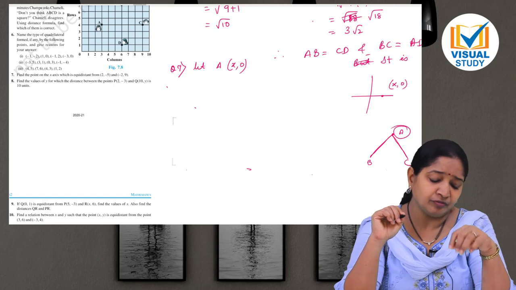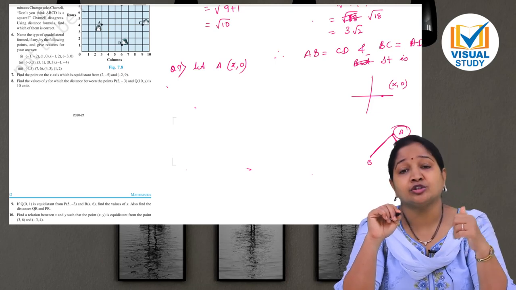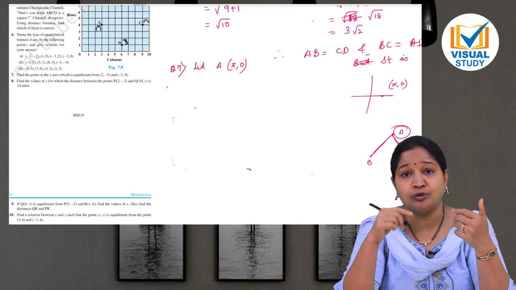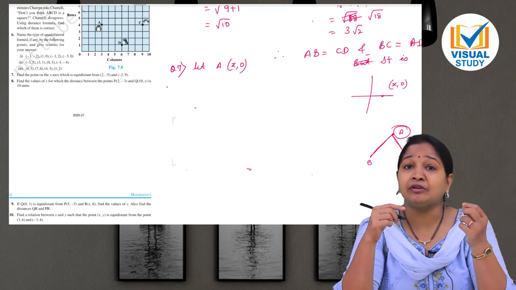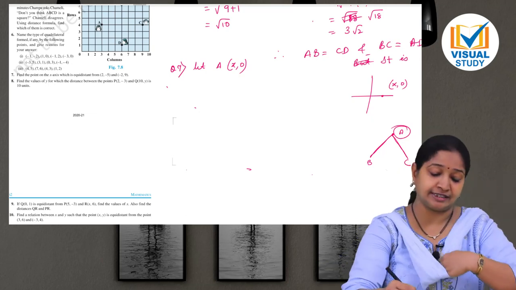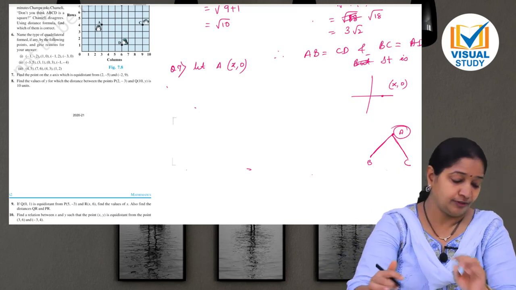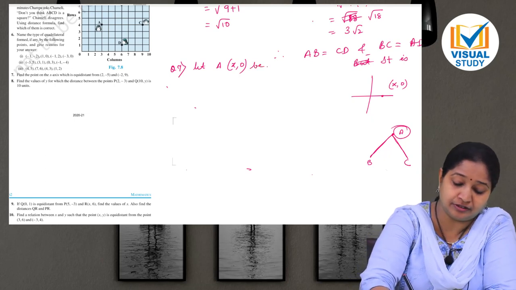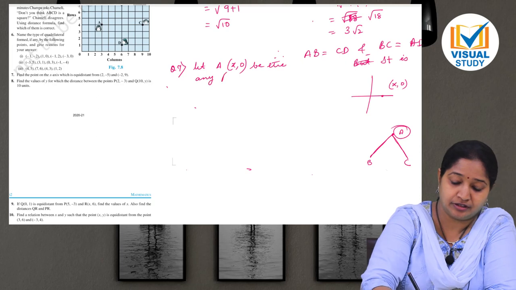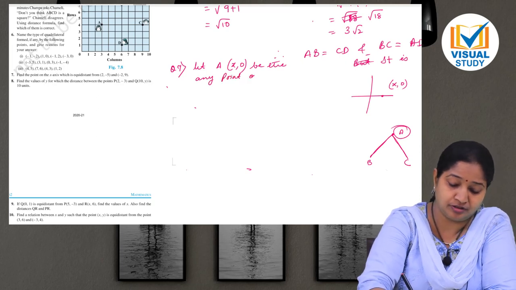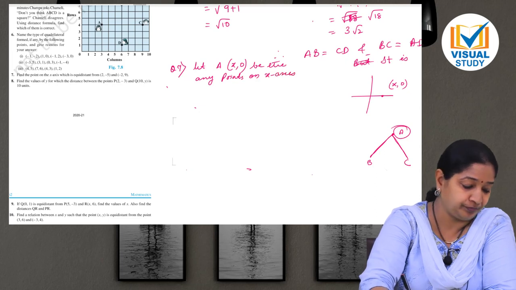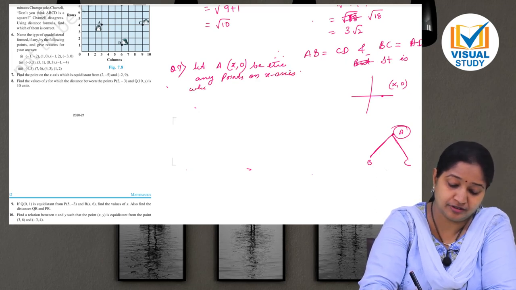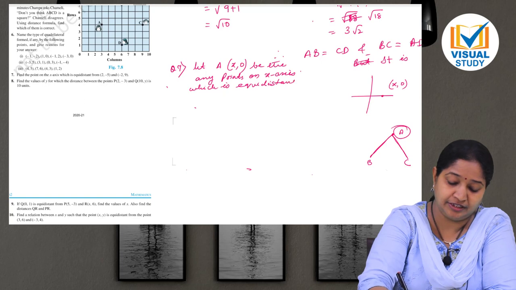The next question is the same, where they have given us a y-axis. So your new point, that is P or anything we take, will be (0, y). Here it is on the x-axis, so we have taken y as 0. Let (x, 0) be any point on the x-axis which is equidistant from (2, -5) and (-2, 9).